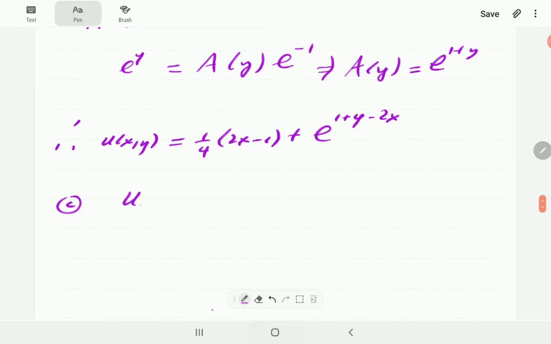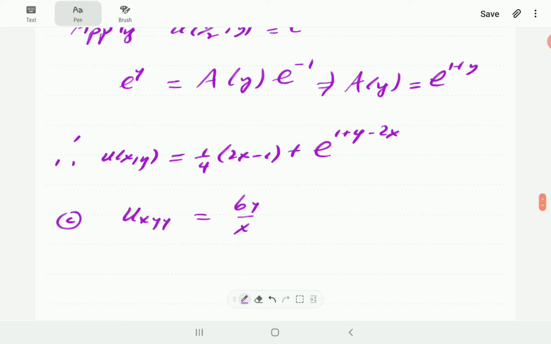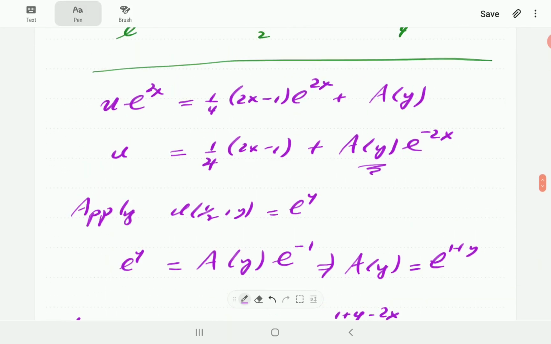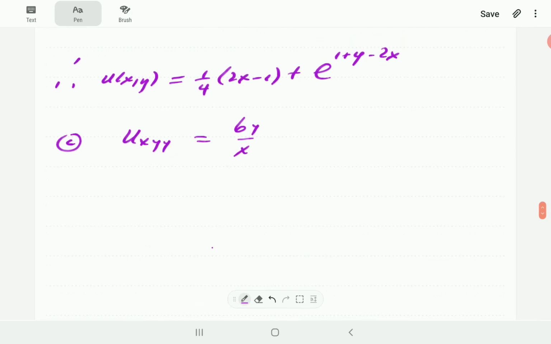In C, we have got a third order PDE, but it's linear because it's just a third order derivative of u. So this one we can evaluate a bit similar to A by just integrating, but we're going to have to integrate repeatedly 3 times here.